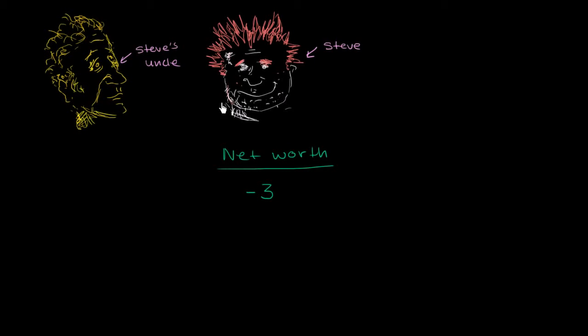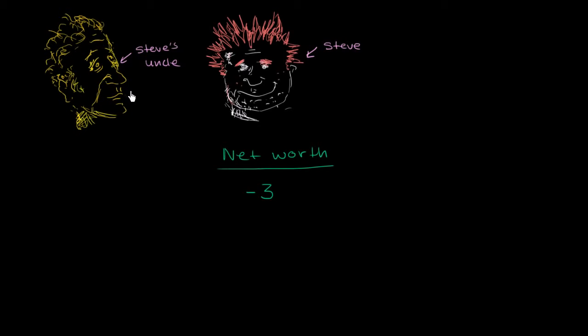This is Steve, and this is Steve's uncle. And Steve is in a bit of a bind. Not only does he not have any money, but he also owes Michael, who is not depicted here, $3. So he actually has a negative net worth. Steve has a net worth of -3.